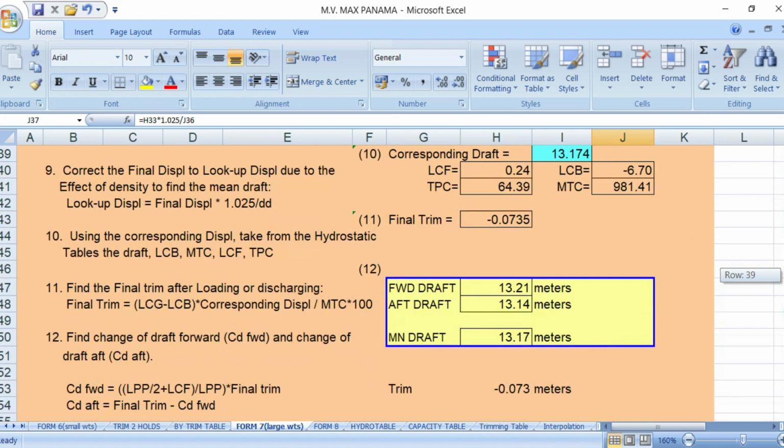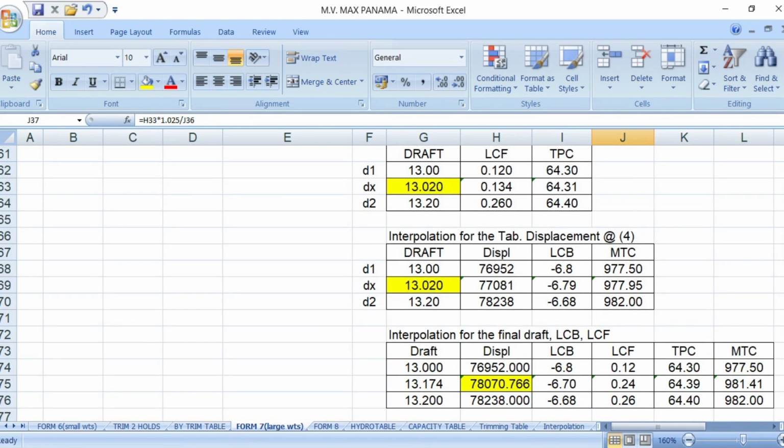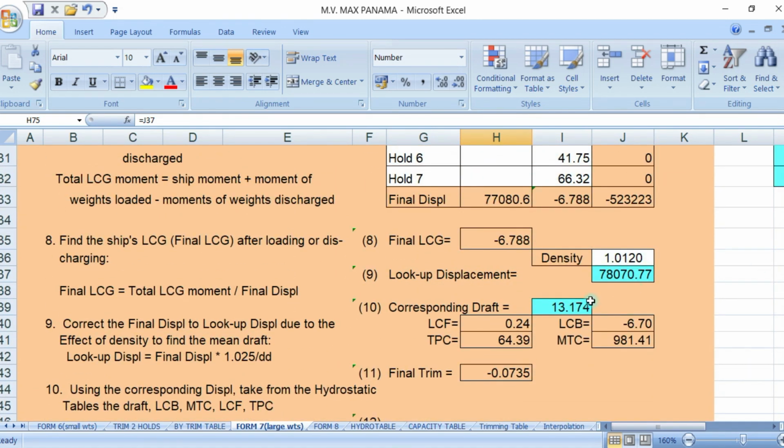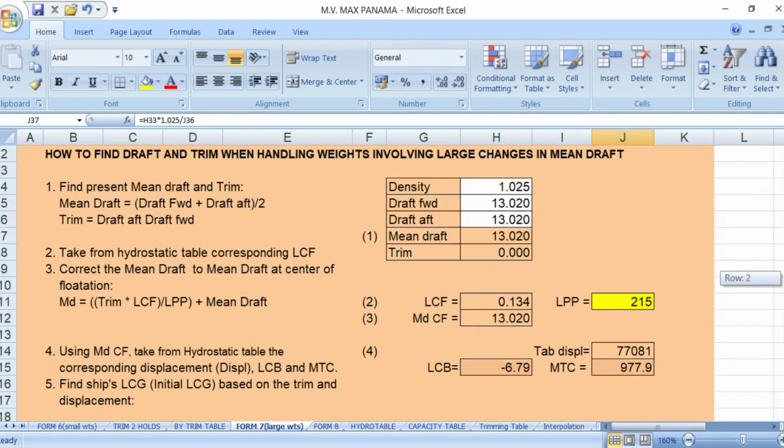So that's it, guys. That will be J7, which is this one.